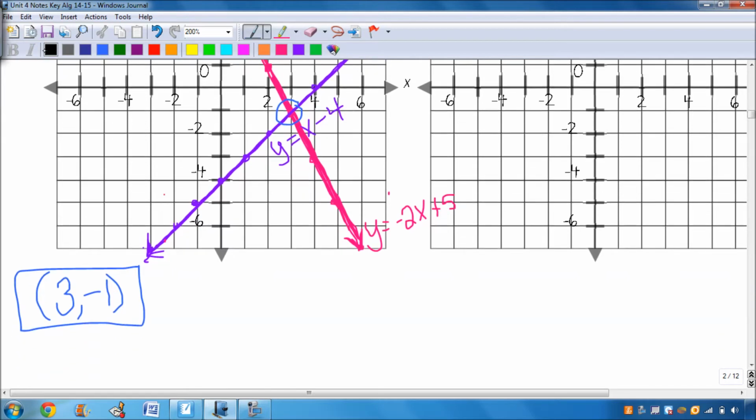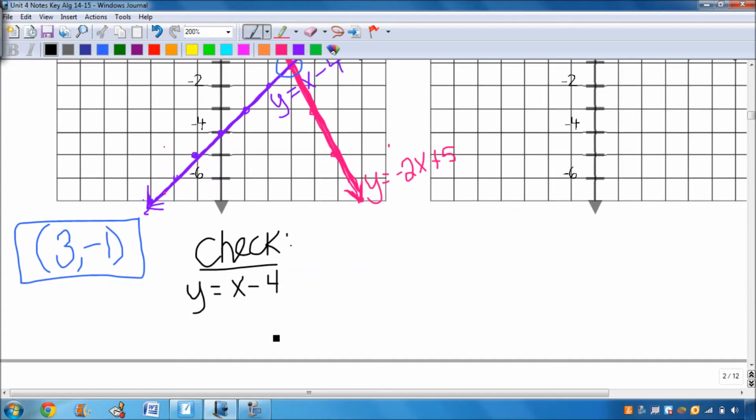Now that we've done that, let's do our check. So in order to check, I'm going to write the equation down, y equals x minus 4, and every time I see a y, I'm going to replace it with negative 1. X is going to get replaced with 3. So I end up getting negative 1 equals negative 1.